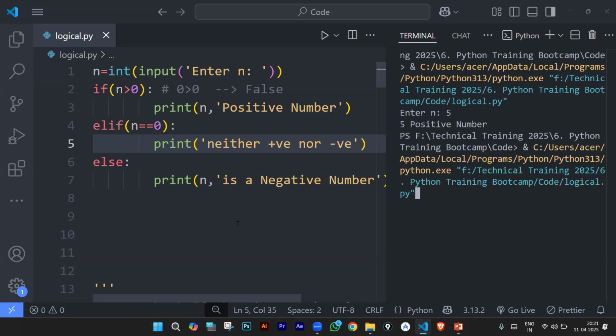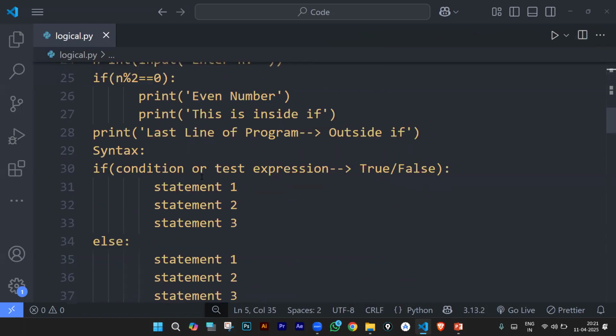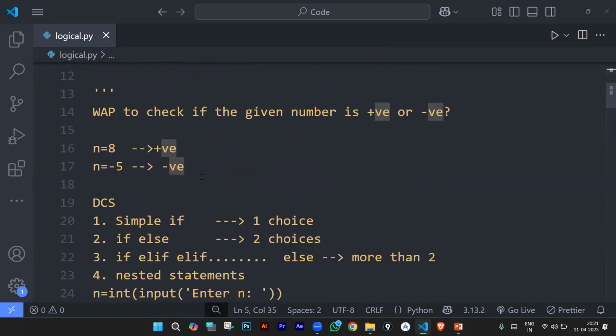You see, if I enter 5, positive number. If I enter minus 7, negative number. If I enter 0, you see neither positive nor negative. I hope you understood these three statements. Let me show them practically to you.